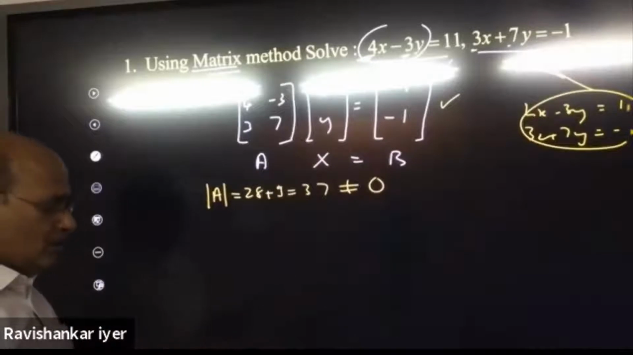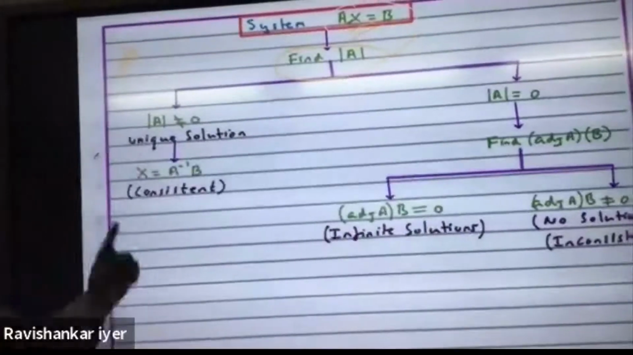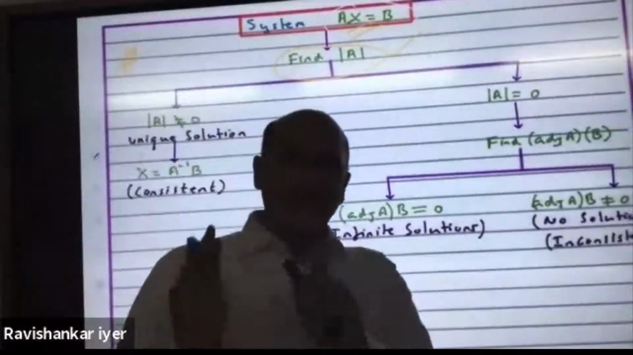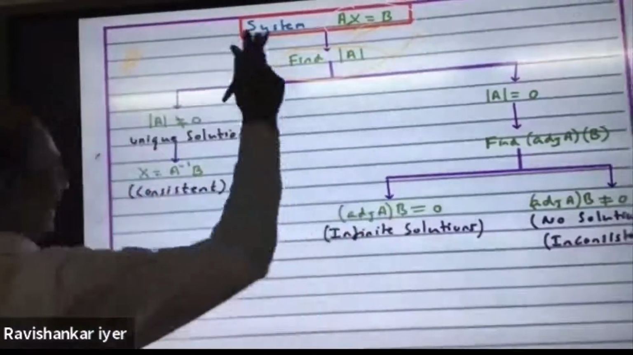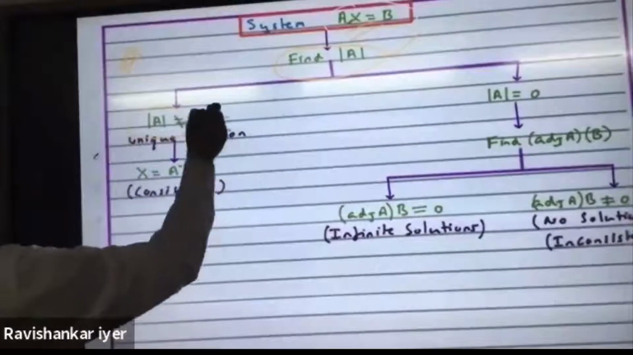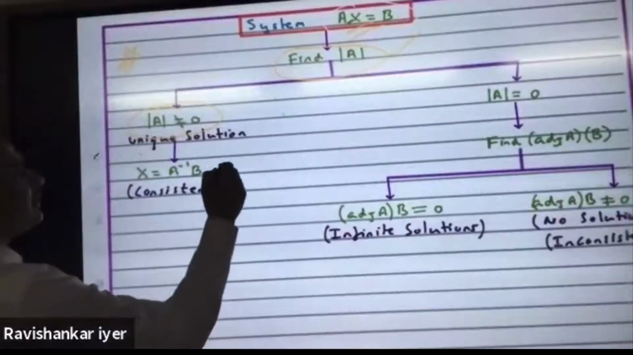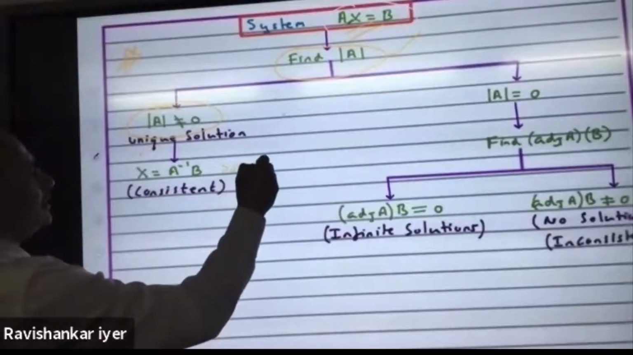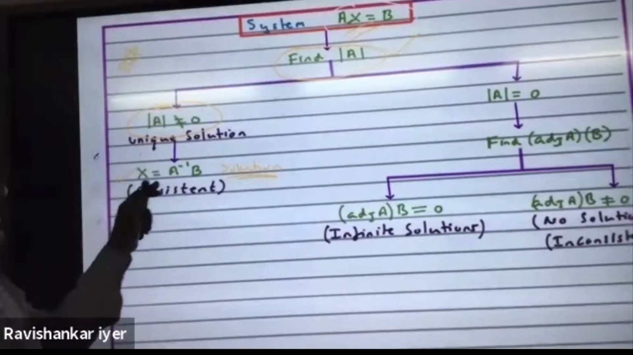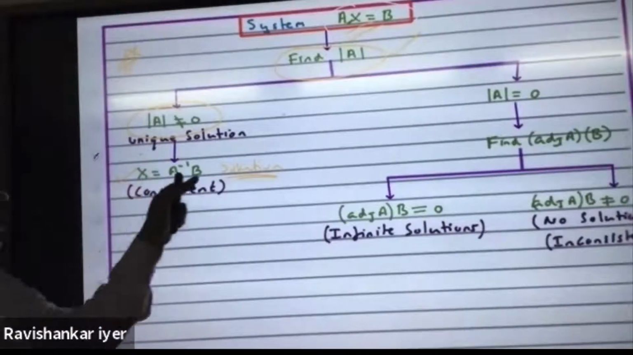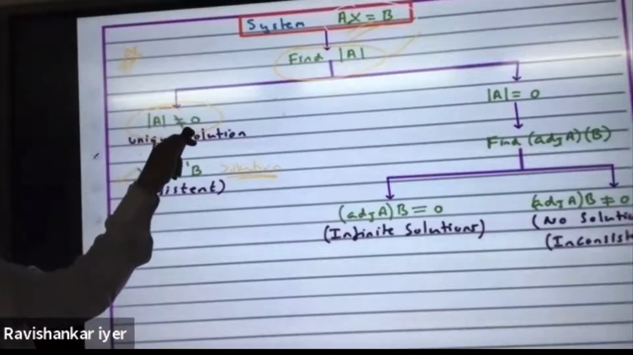I want to take you back to the chart. Look at this. I found determinant A. There are two options. You find determinant A, it will be either a zero value or a non-zero number. So look, if determinant A is not equal to zero, it has a unique solution. And what is the solution, children? The solution is x equals to A inverse B, because determinant A is not equal to 0.